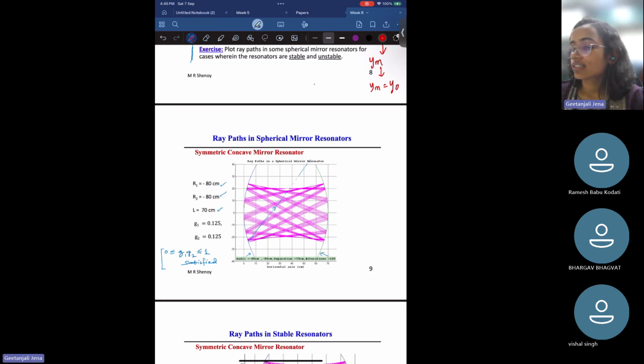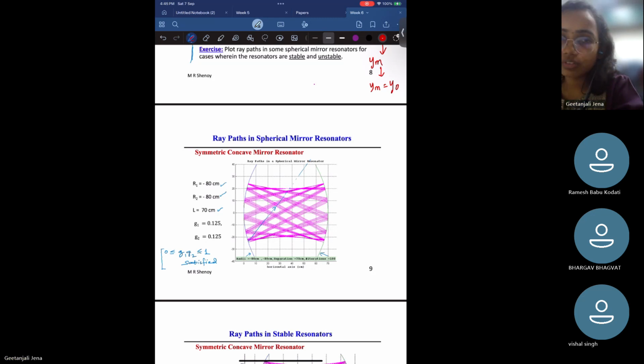Okay, so let us see some ray diagrams inside a mirror resonator. Up to now, we have seen the value of ym and the time for the ray to be confined inside the resonator. Now let us see the visual representation of these ray paths.